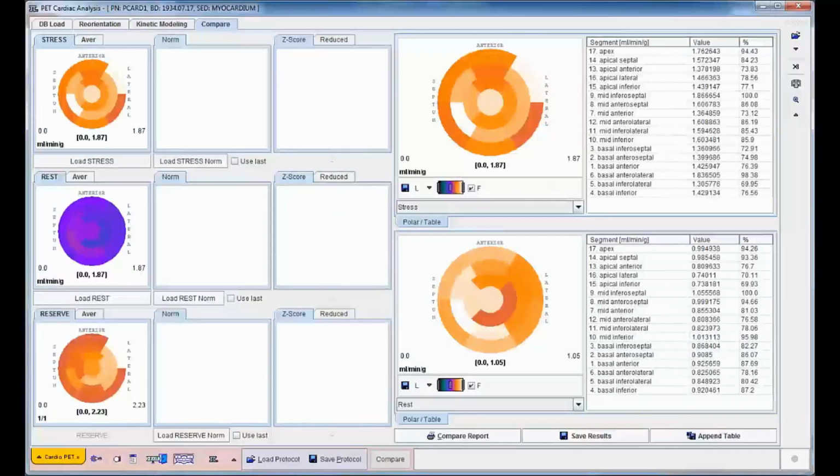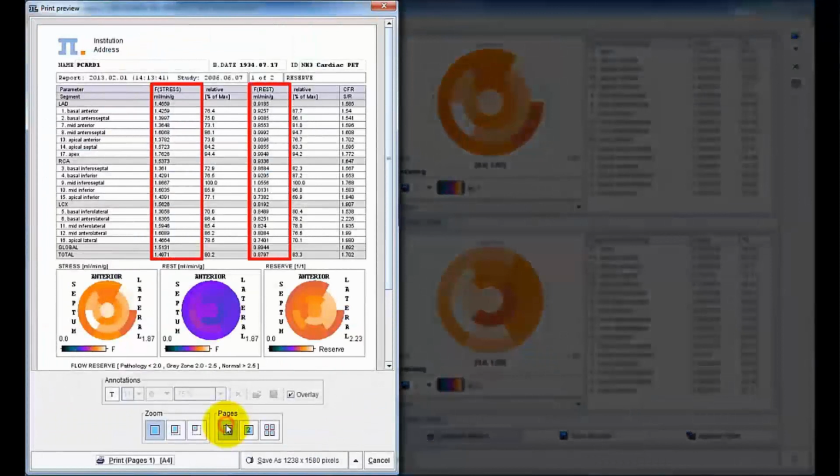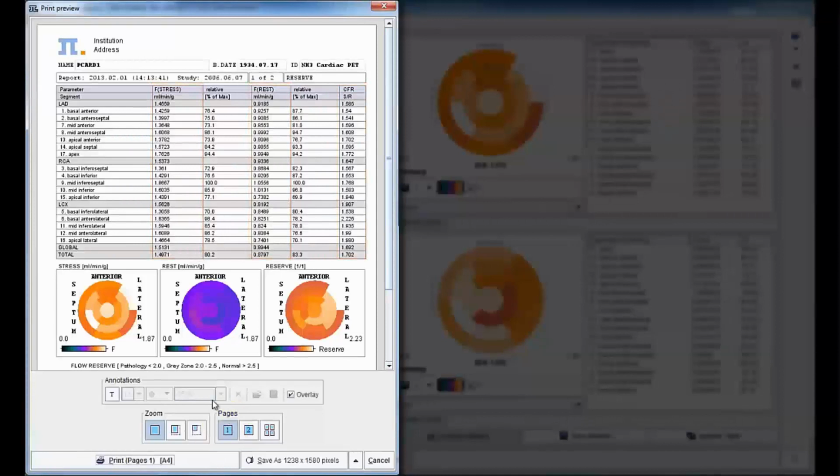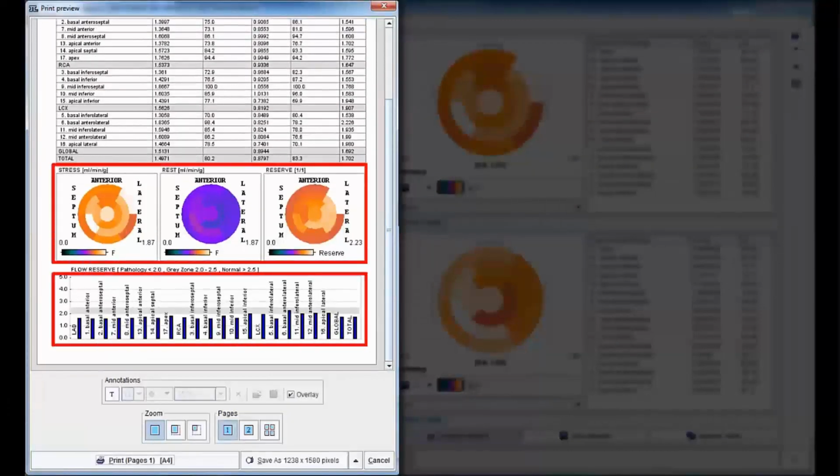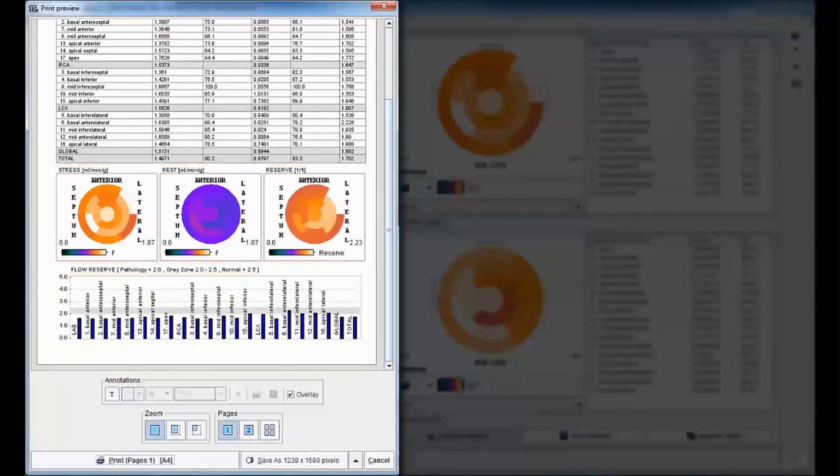A convenient summary of all results is provided on the report page. It lists the absolute perfusions and the coronary flow reserve in all segments and flow territories. Additionally, the outcome is visualized as polar plots and a segmental bar plot of the reserve. For this particular patient, the coronary flow reserve is generally reduced to about 1.7, clearly below the normal range.